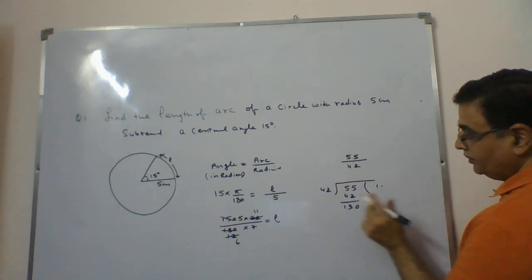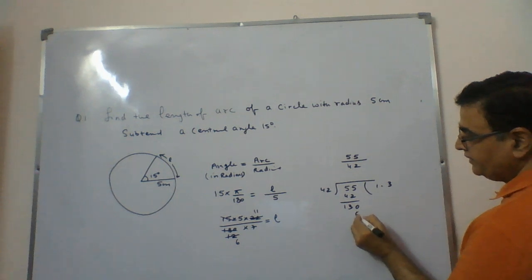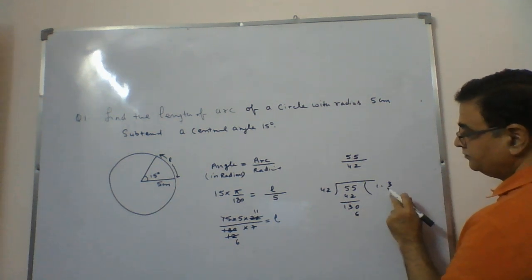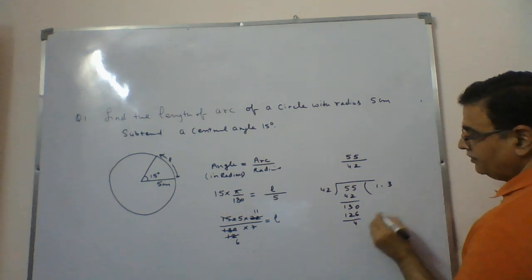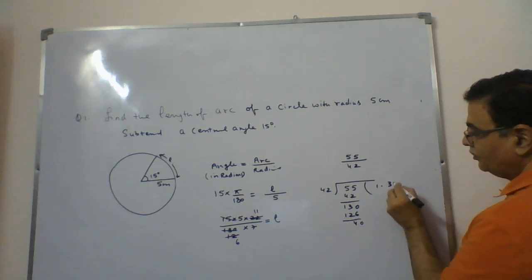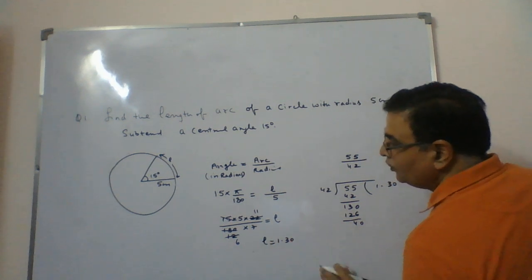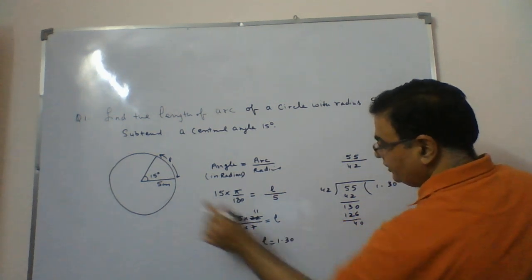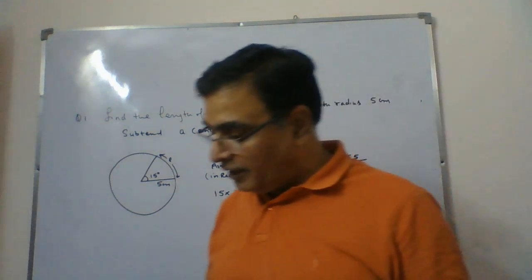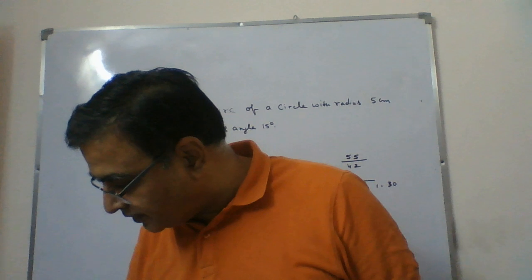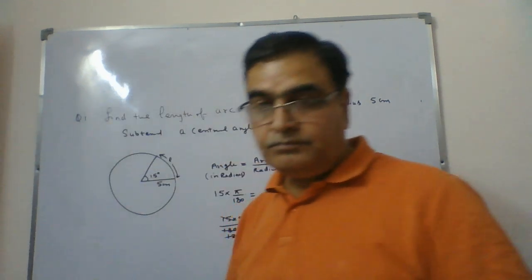Then 4 3s are 12, 3 2s are 6 and 3 4s are 12. Left is 4 again. Then the decimal is not going further, so nearly this length will be 1.30, and it was in centimeter. So the length of arc comes out to be 1.30 centimeter. That you can get.